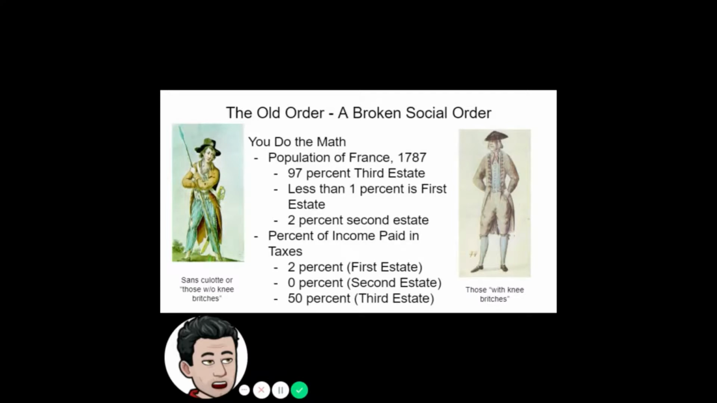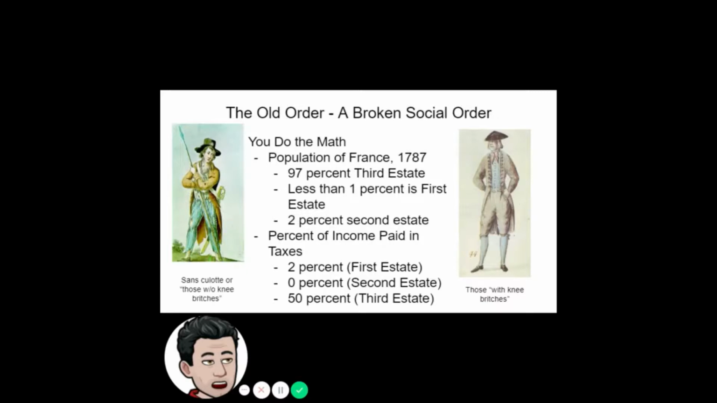Population of France in 1787, this is 2 years before the revolution, 97% was the third estate. 1% is the first estate, which was the clergy, and 2% were the second estate, which were the nobility. But the income paid in taxes was 2% on the first estate, 0% from the nobility, and 50% on the third estate. The other percent of taxes were probably like salt taxes and things on certain goods, which was shared between them and maybe isn't in the numbers right there.